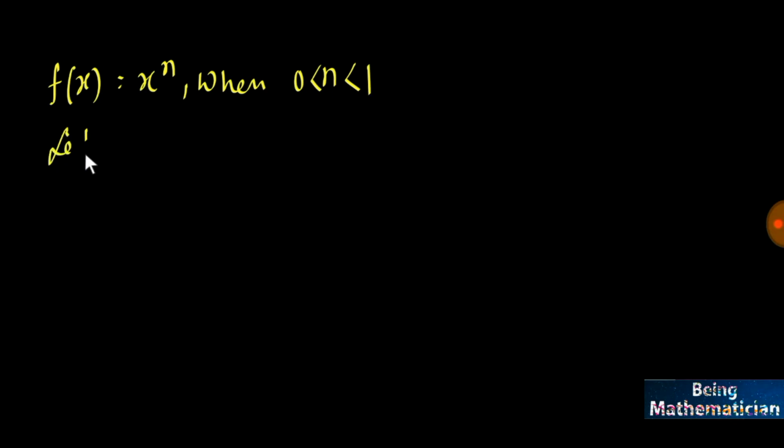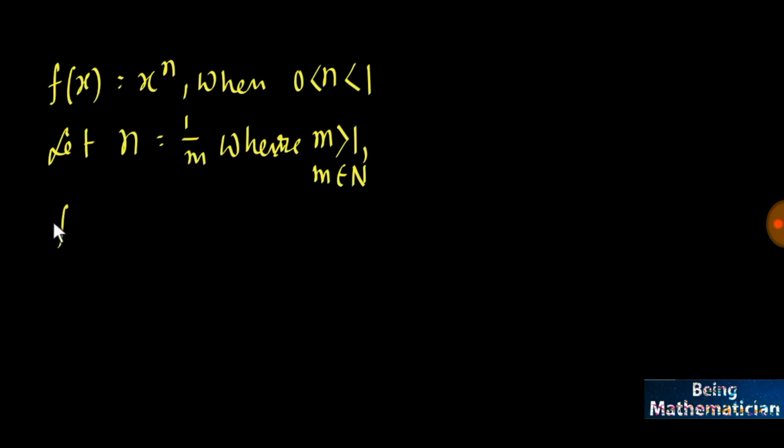Now let's move to the second type of exponential function. Assuming that f(x) equal to x to the power n when n is greater than 0, less than 1. That means n is a proper fraction. So let n be 1 by m, where m is greater than 1 for all m belonging to capital N, that is, natural numbers. So f(x) equal to x to the power 1 by m.